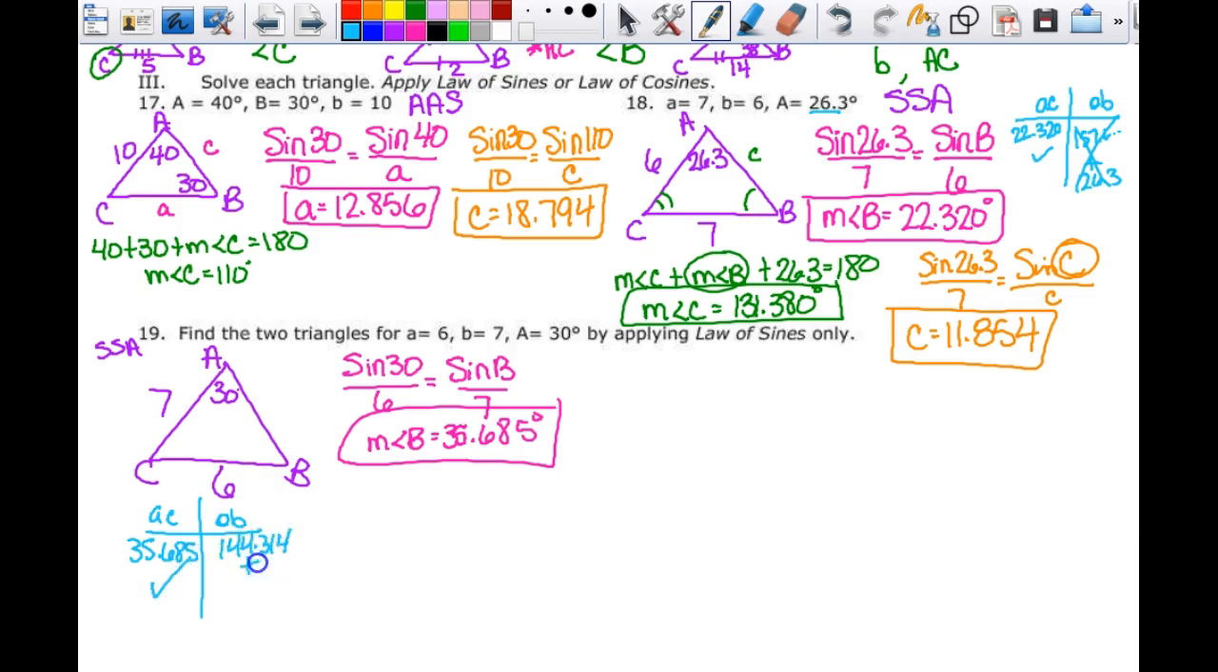So we know that this one works. This one, I have to add to it the angle they gave me, which was 30. So that's going to give me 174 something. Don't really even care what it is. And that is less than 180, which means I have room for a third angle. So this one works also. So I have the measure of angle B, which actually becomes B1. And then the measure of angle B2 would be 144.315.